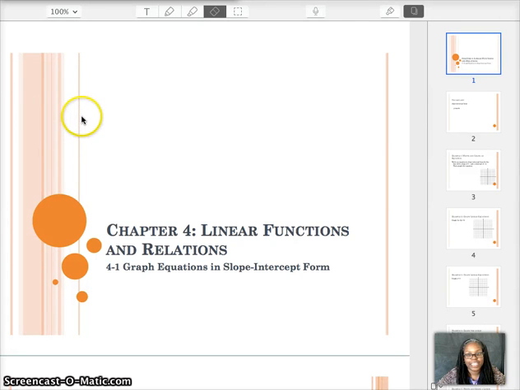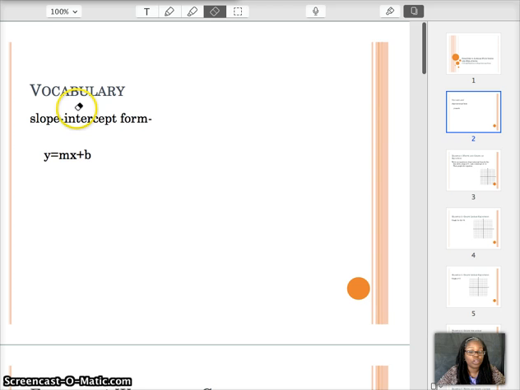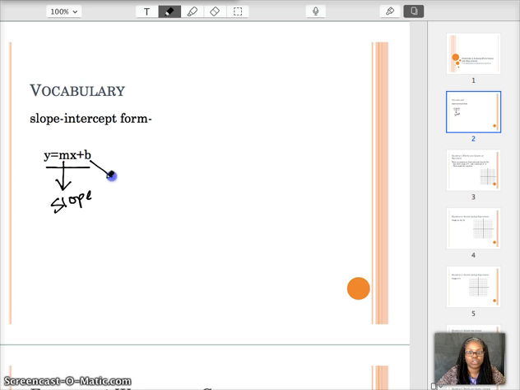Hey guys, we're finally in chapter 4 and we're looking at linear functions and relations. In this section we're going to talk about graphs of equations in slope-intercept form. That brings us to our only vocabulary term, and that is slope-intercept form of a line. You should be familiar with this: y equals mx plus b. The m refers to the slope, and the b term refers to the y-intercept.